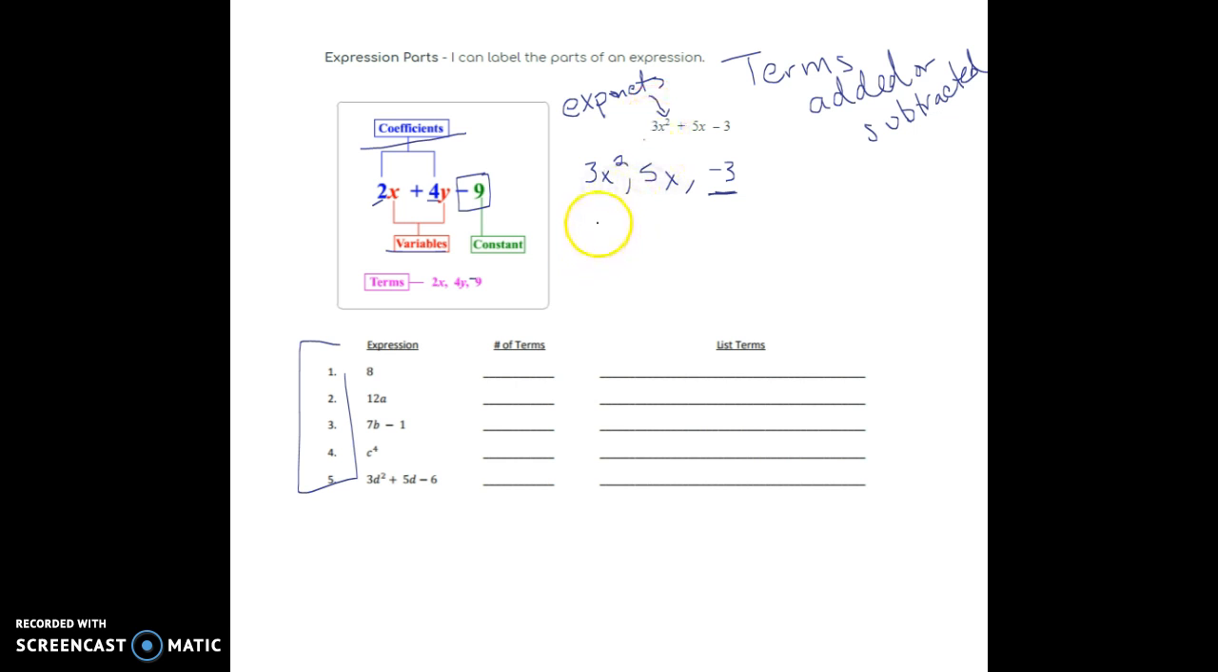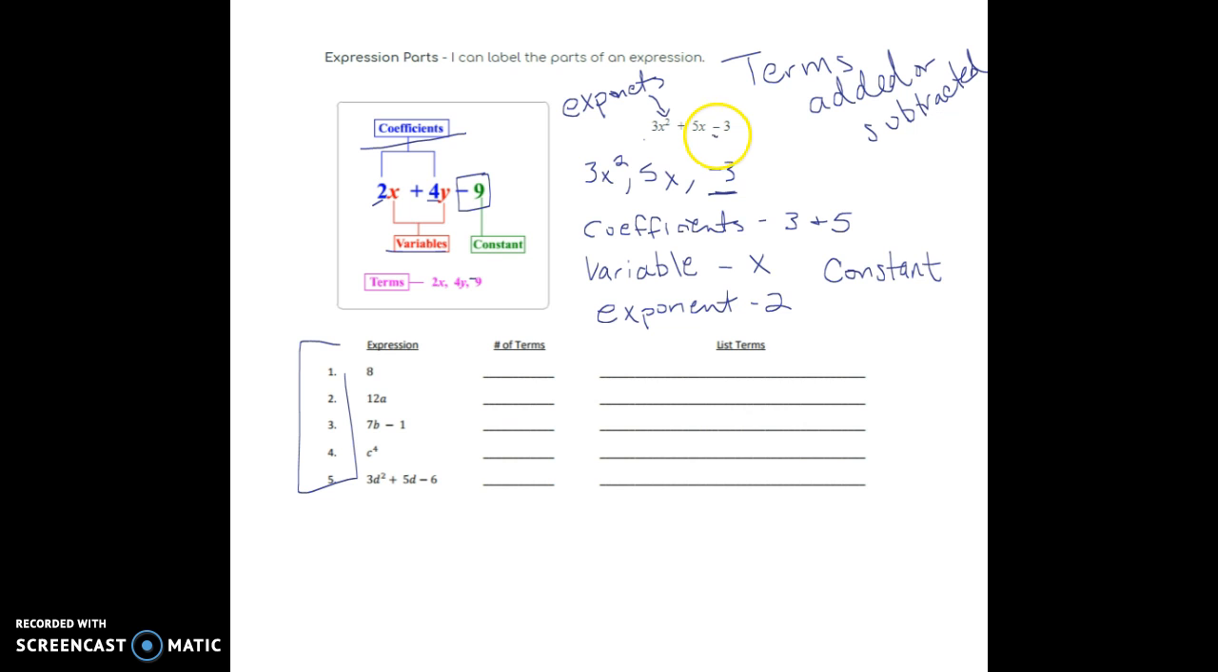Okay. So the coefficient here is, or the coefficients, I should say, are 3 and 5. The variable, x, exponent, the big 2, right? And then the constant here is negative 3, okay?